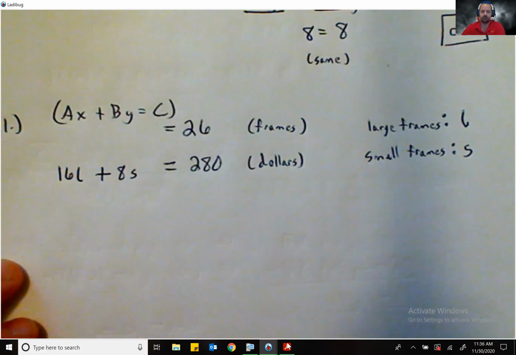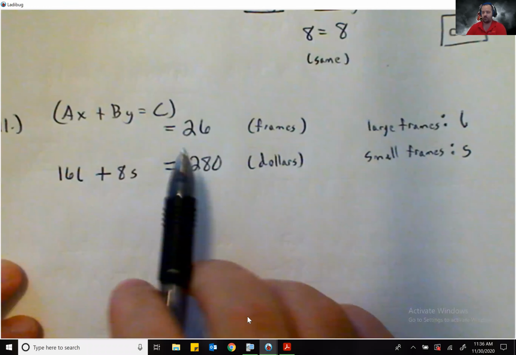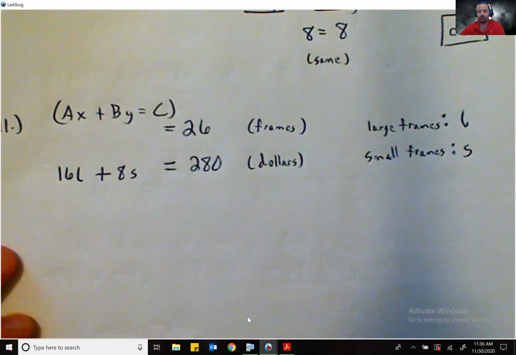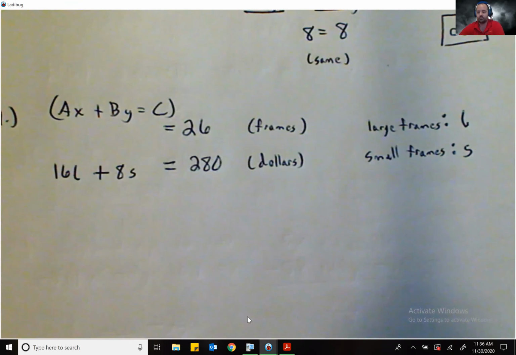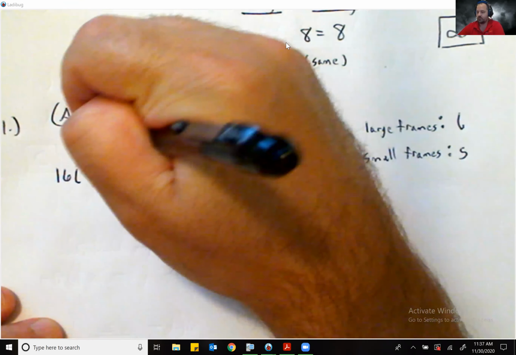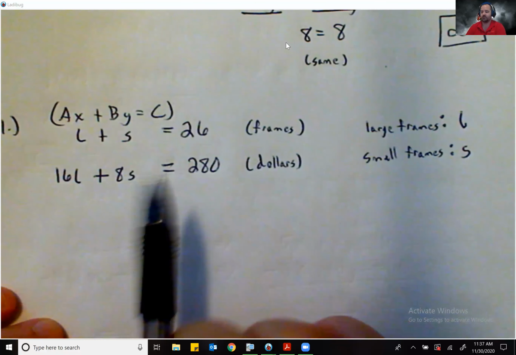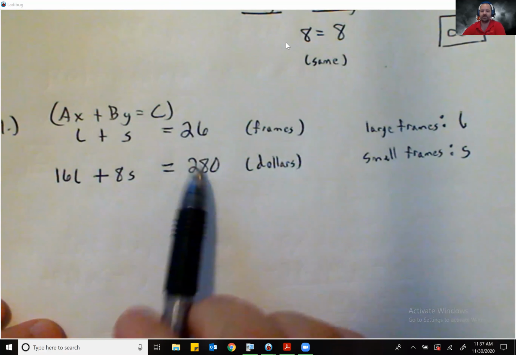All right, now we've used the 16, we've used the 8, we've used the 26, we've used the 280. All of my numbers have been used. So what's this last equation going to look like? If I've used all my numbers, L plus S. Okay. So here are our two equations. All we have to do is solve them.